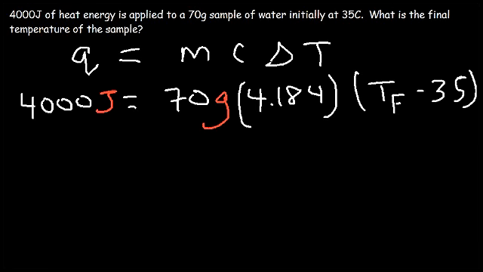So let's solve for the final temperature. First, let's multiply 70 by 4.184. So that's going to equal 292.88.